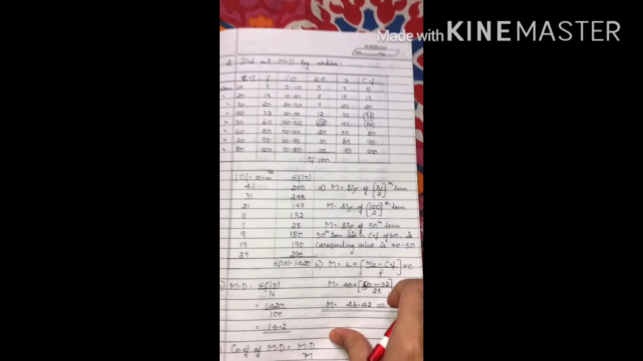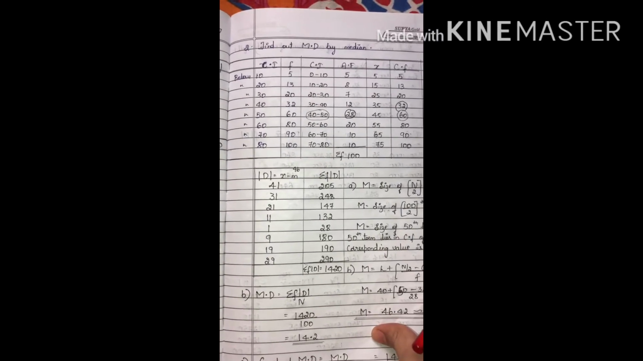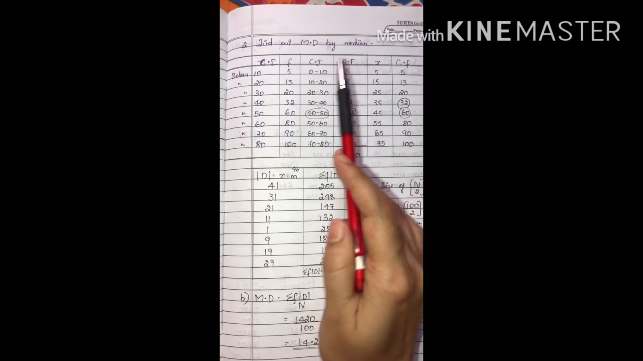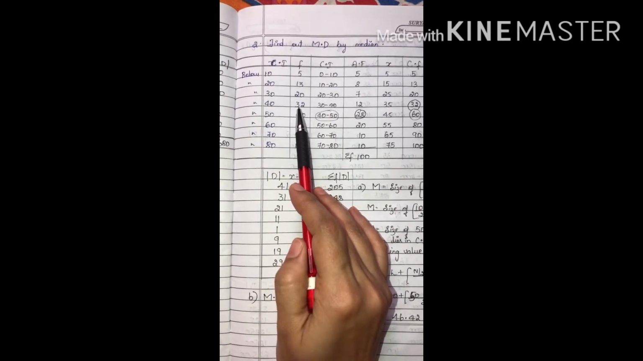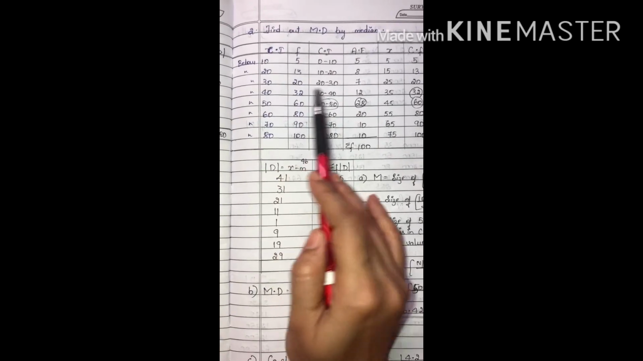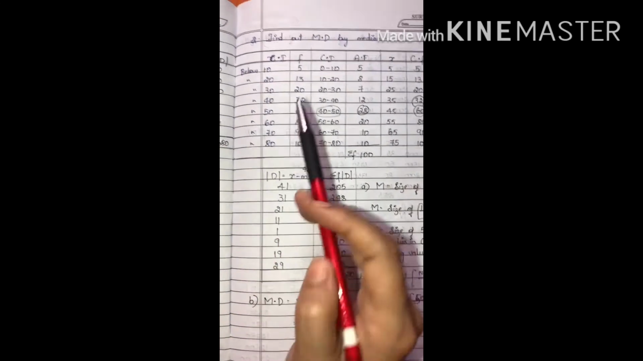So another problem I've taken as an example: what if the mean deviation is asked to be solved under median? Then it is very easy. These two columns are the question. Wherever in the question I've written the data in blue ink, it's a question. Black ink would be the solution.